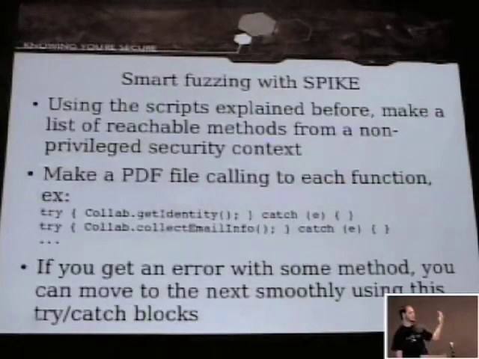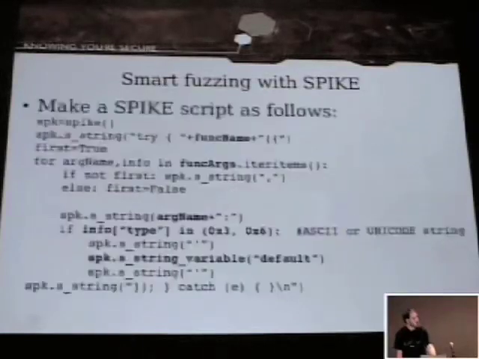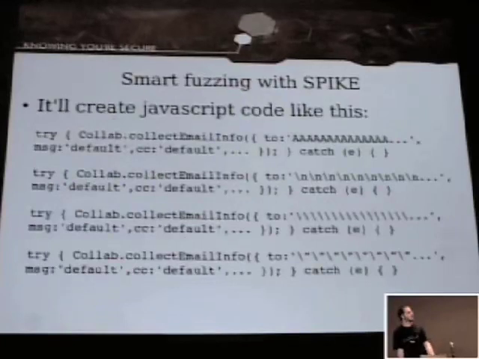So we get all the methods, and we make a PDF file calling each function to get all these arguments in a try-catch statement block. And then we attach to Immunity Debugger. We execute this Python hook to get the argument parser stuff. And then we make a Spike script like this, fuzzing all the ASCII or Unicode strings. And we get something like this. And obviously, this is generally automated.